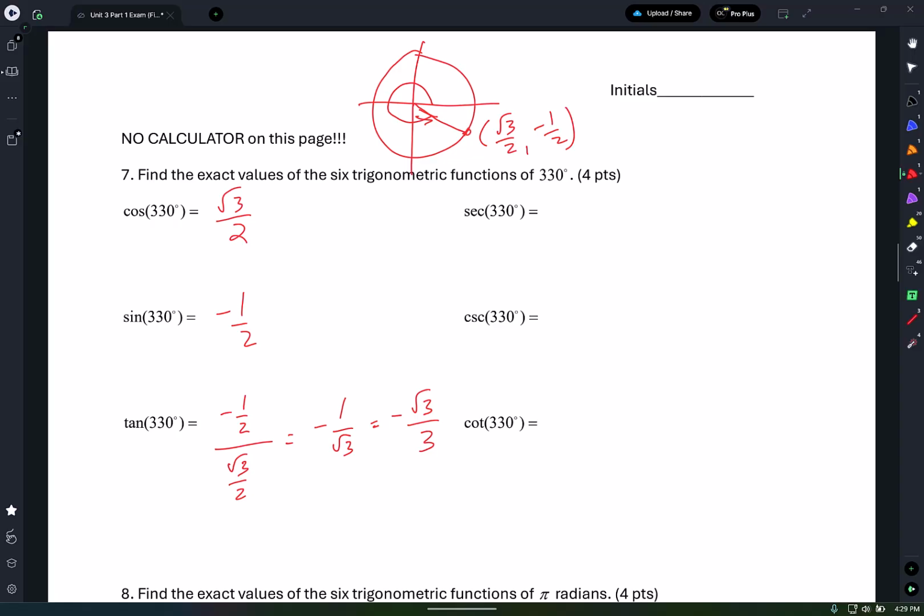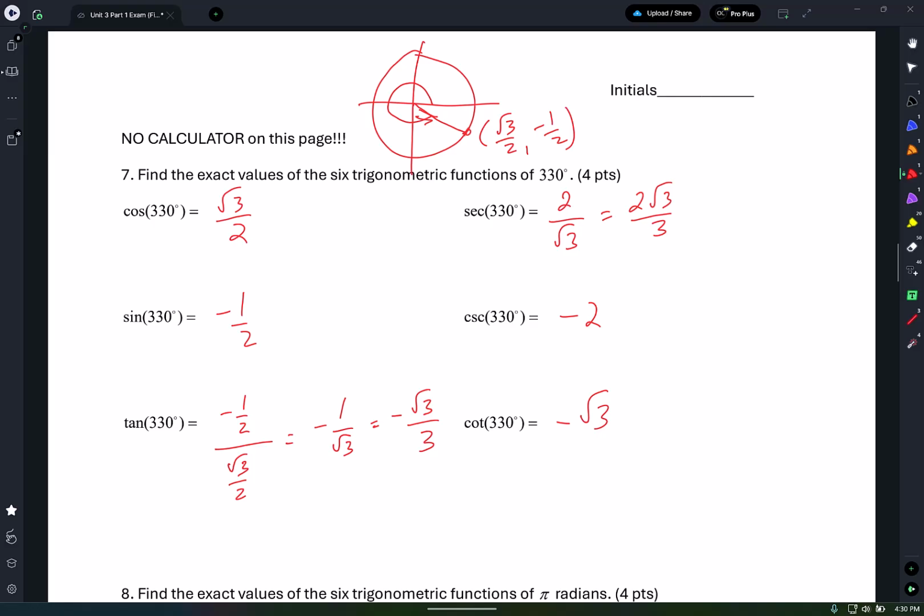All right. Secant. Secant is the reciprocal of cosine. So 2 over square root of 3, or you can say 2 square root of 3 over 3. They're both the same. Cosecant is the reciprocal of sine, negative 2. And then cotangent, you can just write it as negative square root of 3.